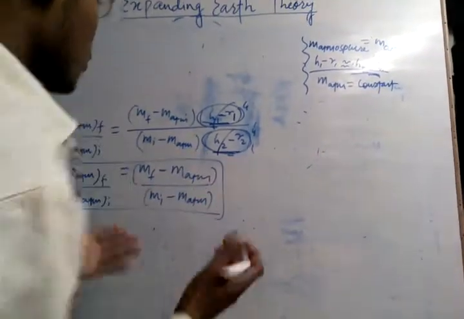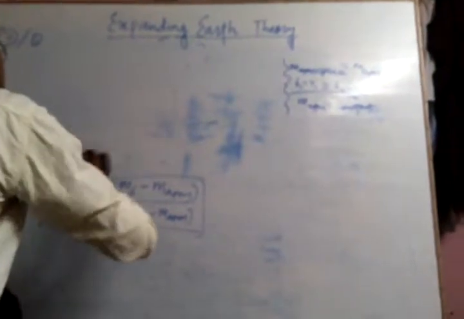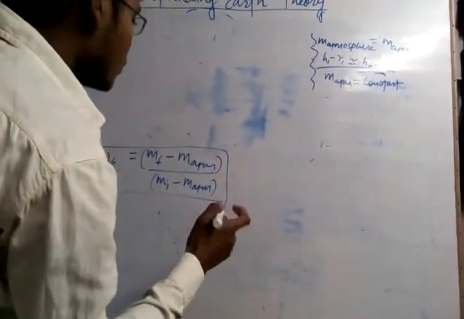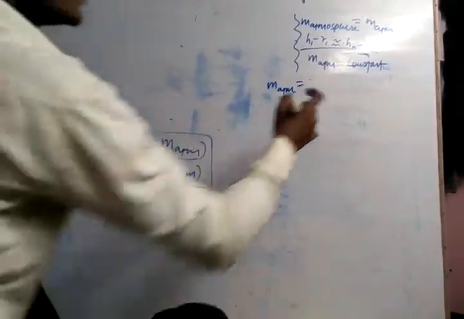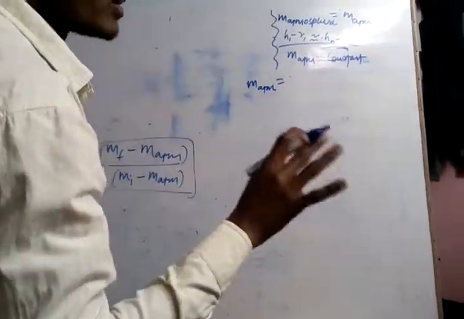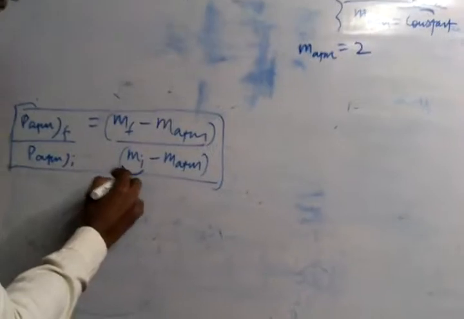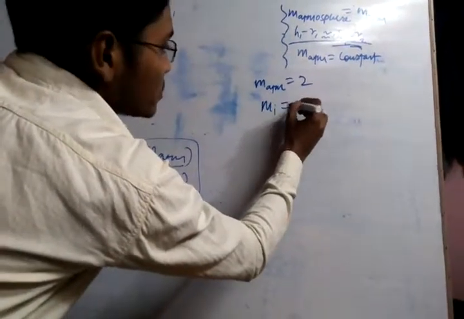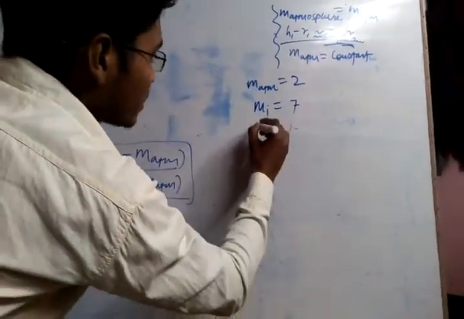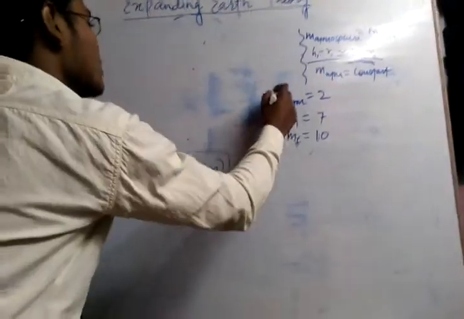So from this we can conclude what? Let us suppose now we are going to check this ratio. For this, let us say m ATM at the earlier time was atmospheric pressure. Let us say, for example, I am not taking the real value, I am taking only imaginary values. Let us say 2, and at an earlier time the mass of earth was 7 units, and at the present time the mass of earth, m final, is 10 units. These are all examples.